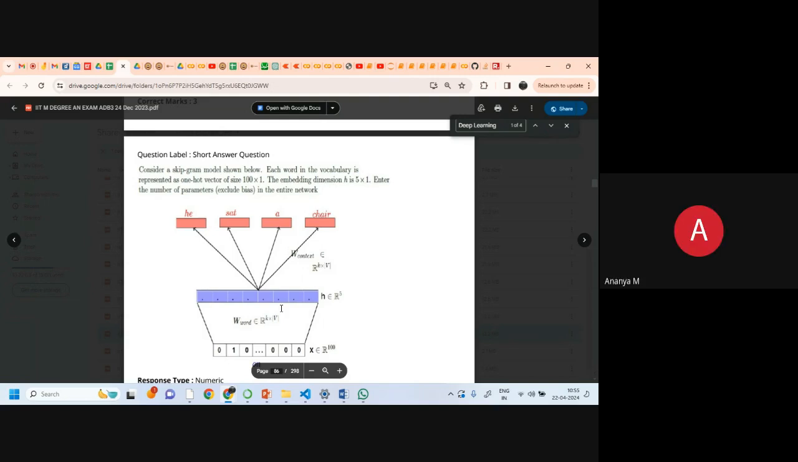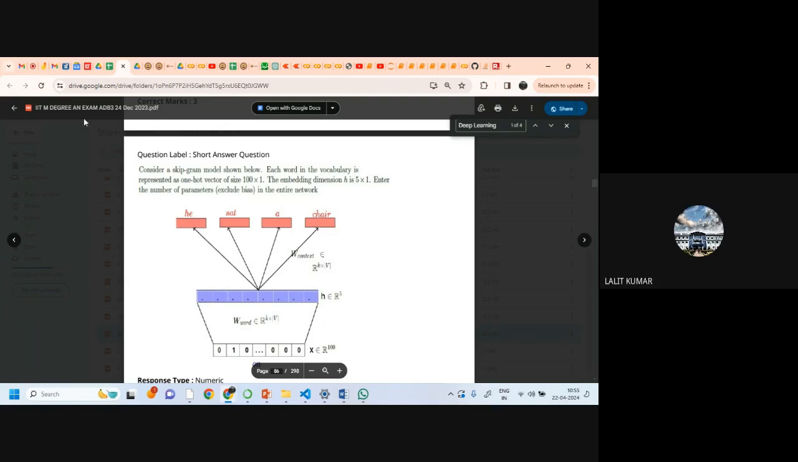In the first layer, yes. And in the next layer, it is 5 into 100 and into 4. Why is it 5 into 100?